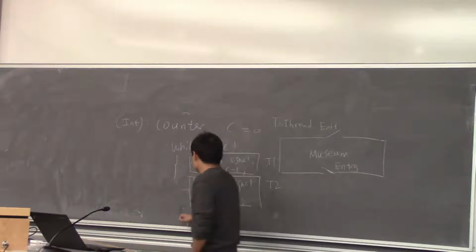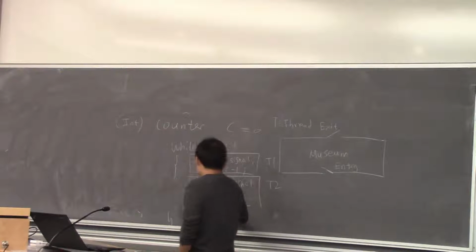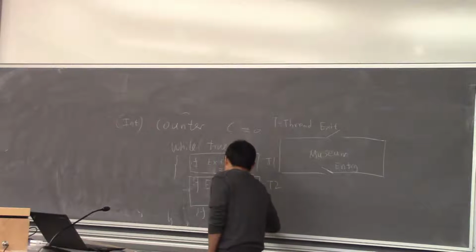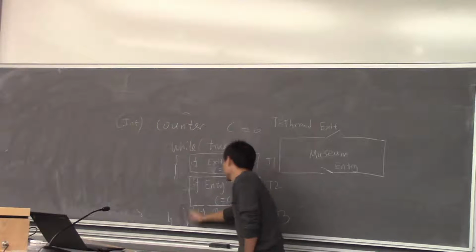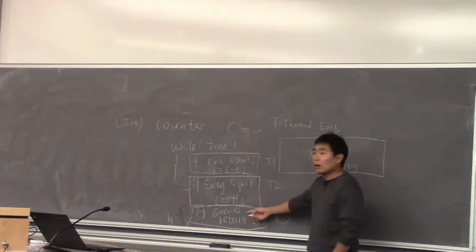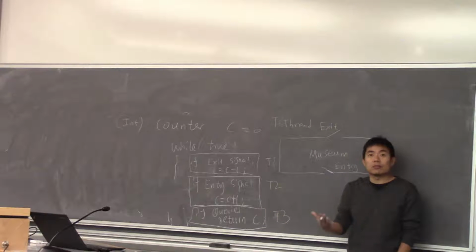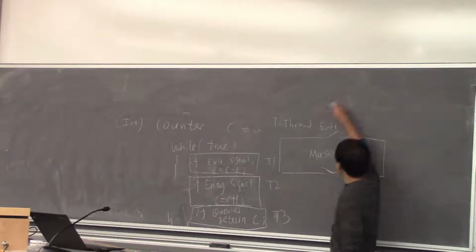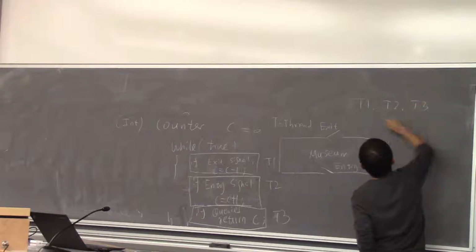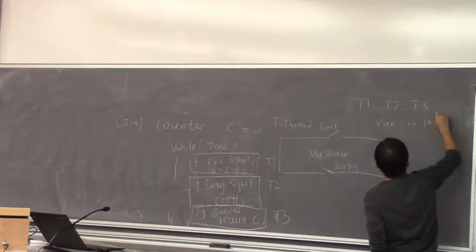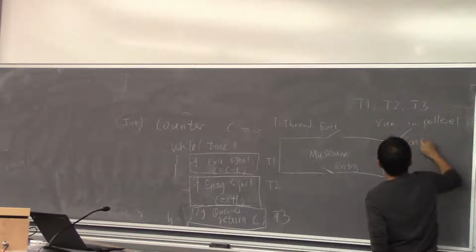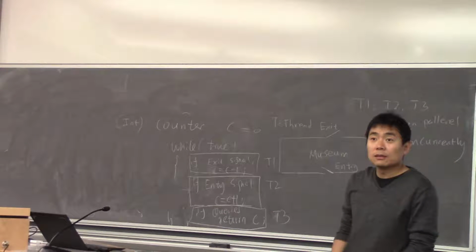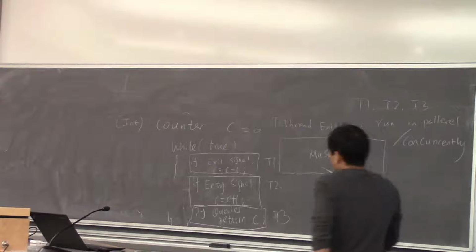And then, of course, you will probably need another thread. This is thread number 3, which is waiting for somebody to send a query to this counter. If being queried, I'm going to return the current value of the counter. So these threads run in parallel, or they run concurrently. You follow me? So what's the problem with this approach?